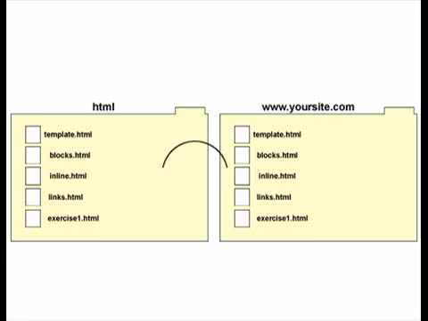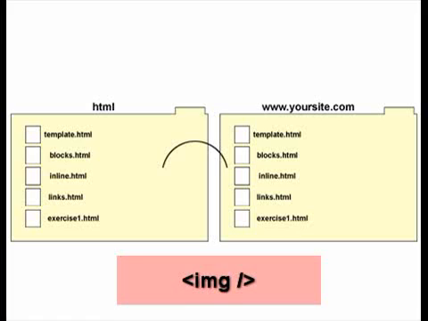This is all I want to cover with links for now. Just know this. Usually when people code their web pages, they use relative links to link between their pages. To link to other outside websites, they use absolute links. Okay, let's move on to the last inline tag, the image tag.